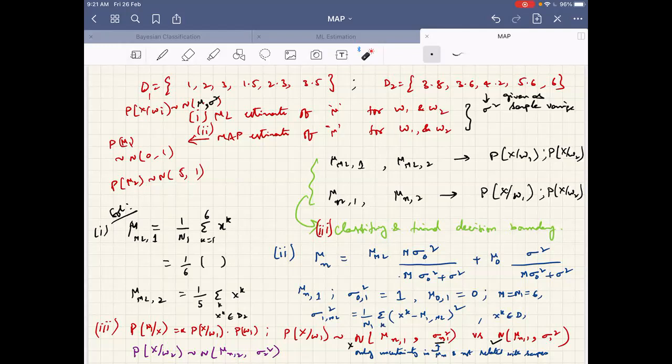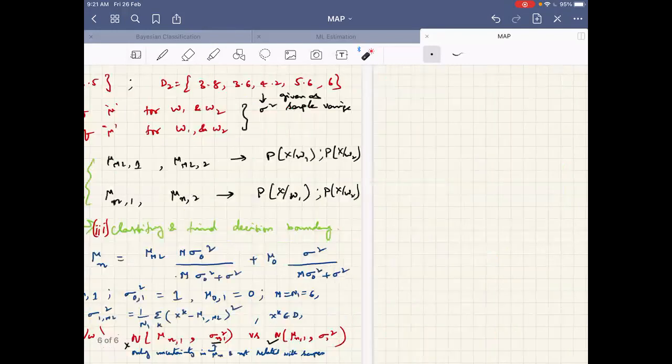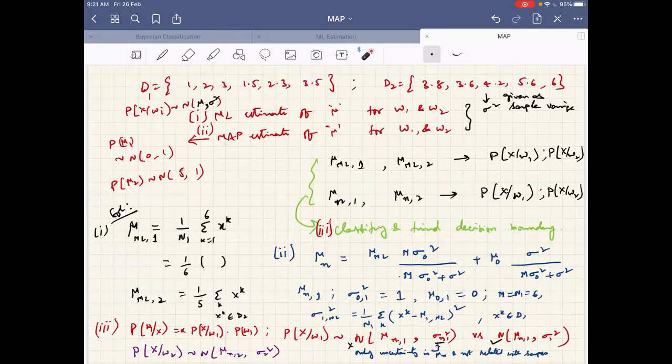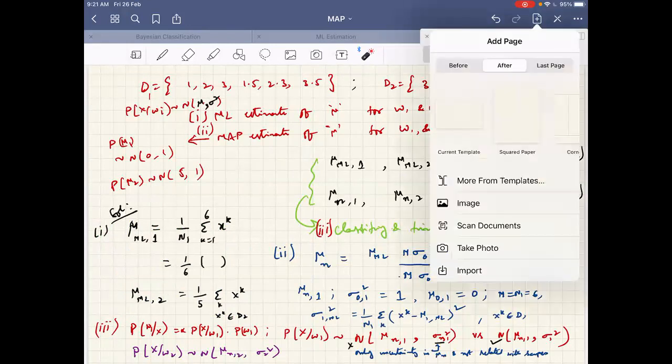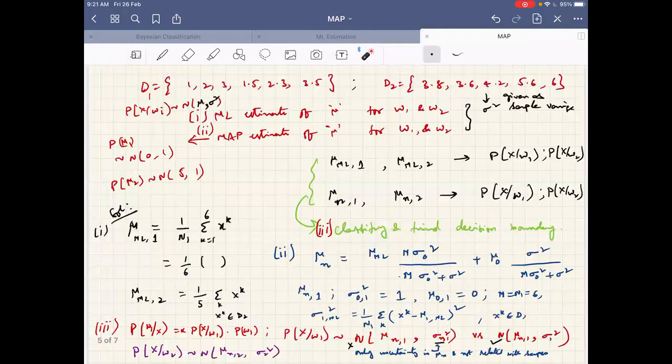Okay, so if this is clear, let's now move on. In the multivariate case also the MAP can be defined. I'm not discussing that in detail, because I think the derivations are interesting to do yourself.